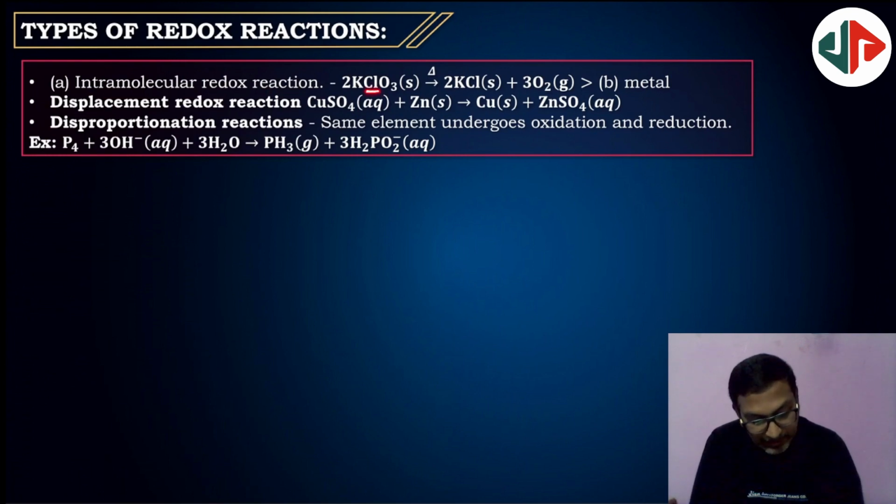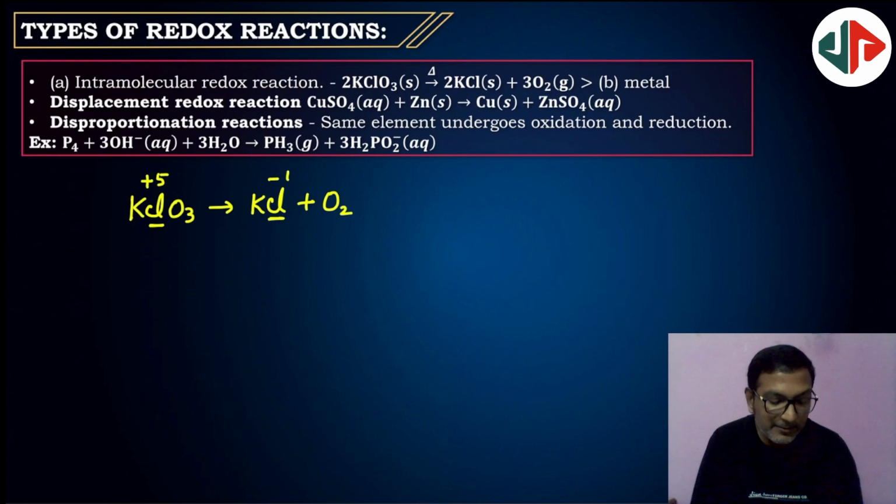Check here: KClO3 gives KCl plus O2. Here the Cl oxidation state is +5. Here the Cl oxidation state is -1. Therefore +5 to -1 is reduction. Cl is reduced. But here the oxygen oxidation state is -2 and here 0. Oxygen is oxidized.